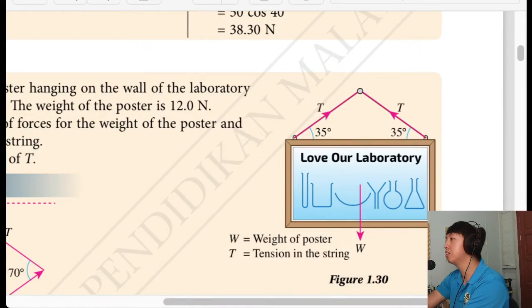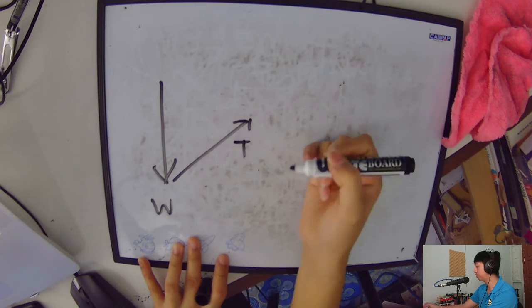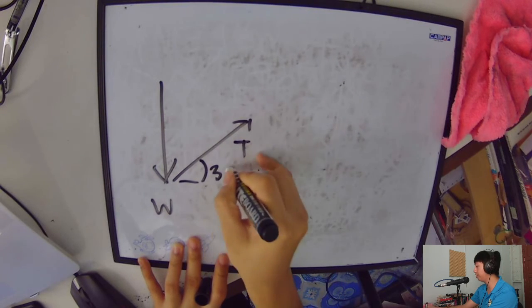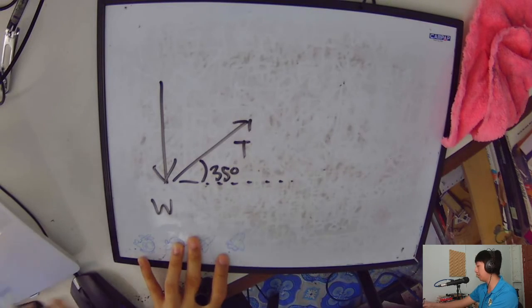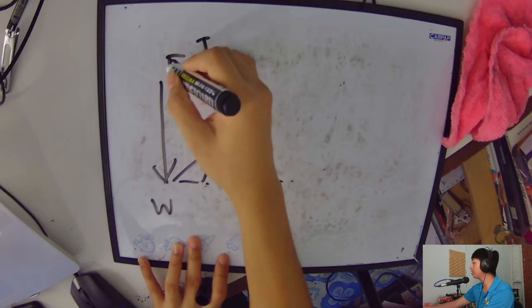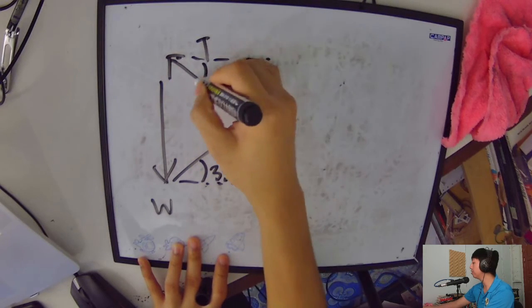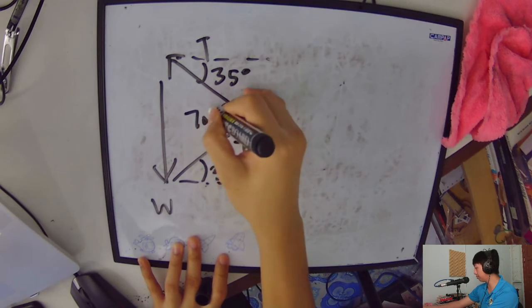Okay, next we can take T. We can take either side, either the lefty or the righty. I'm going to start with the lefty. Following the direction of that side, we have T, and this is 35 degrees. And continuing to the last side, again we have T, and another 35 degrees here, which means the angle here is 70 degrees.